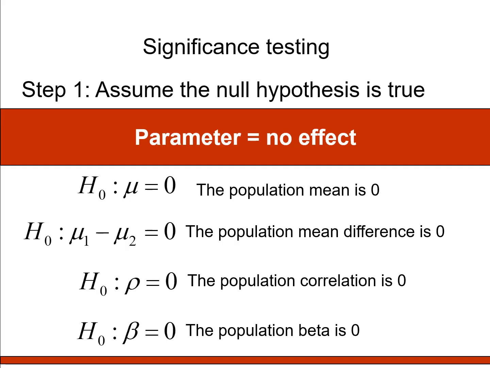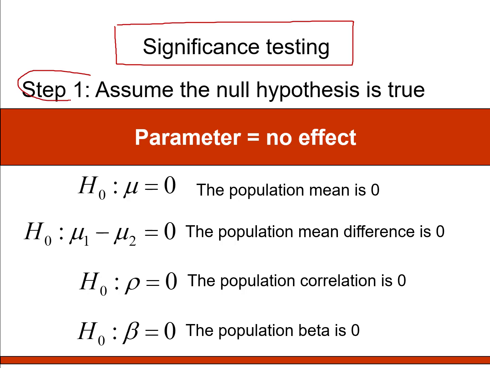So now that you know what a t-value is, we can talk about how we can use a t-value to do significance testing. And significance testing can be described as involving 3 steps. And so the first step, step 1, is simply to assume the null hypothesis is true. So whatever statistic we might be planning to calculate in our study, we're just going to assume that in the population the value is 0, that the true parameter is equal to 0.